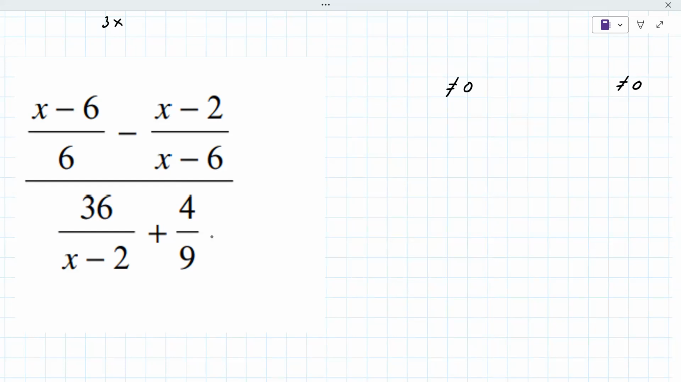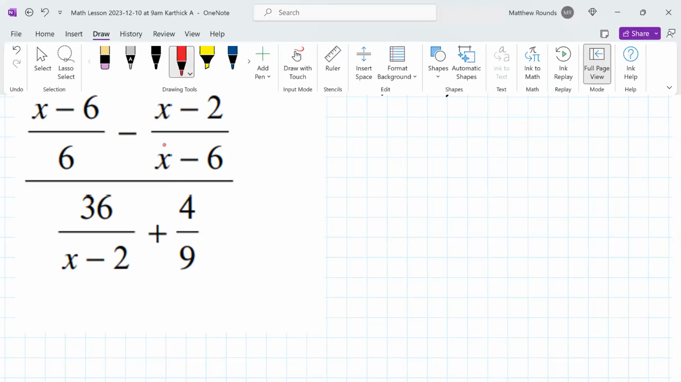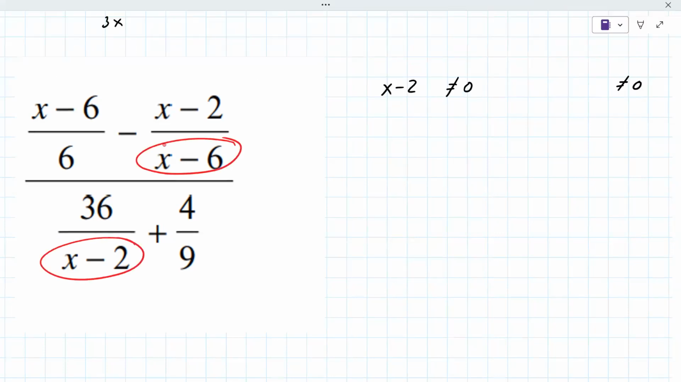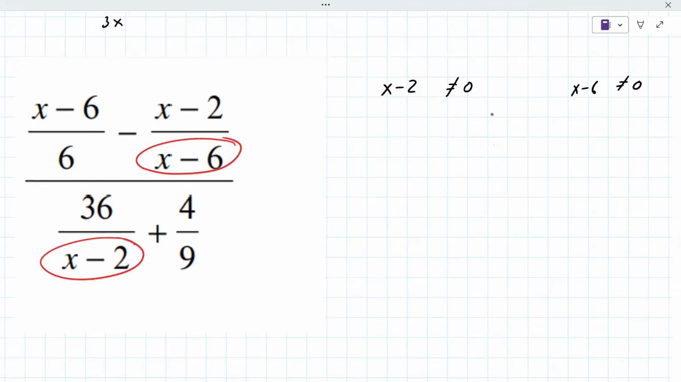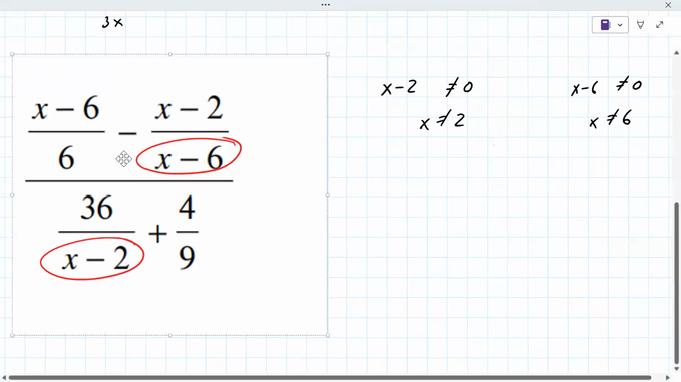x minus 2 not equal to 0 and x plus 9 not equal to 0. So it's denominators, anywhere with an x. Then x minus 6 and x minus 2, which would be x cannot be 2, and x cannot be 6. Good. Okay.